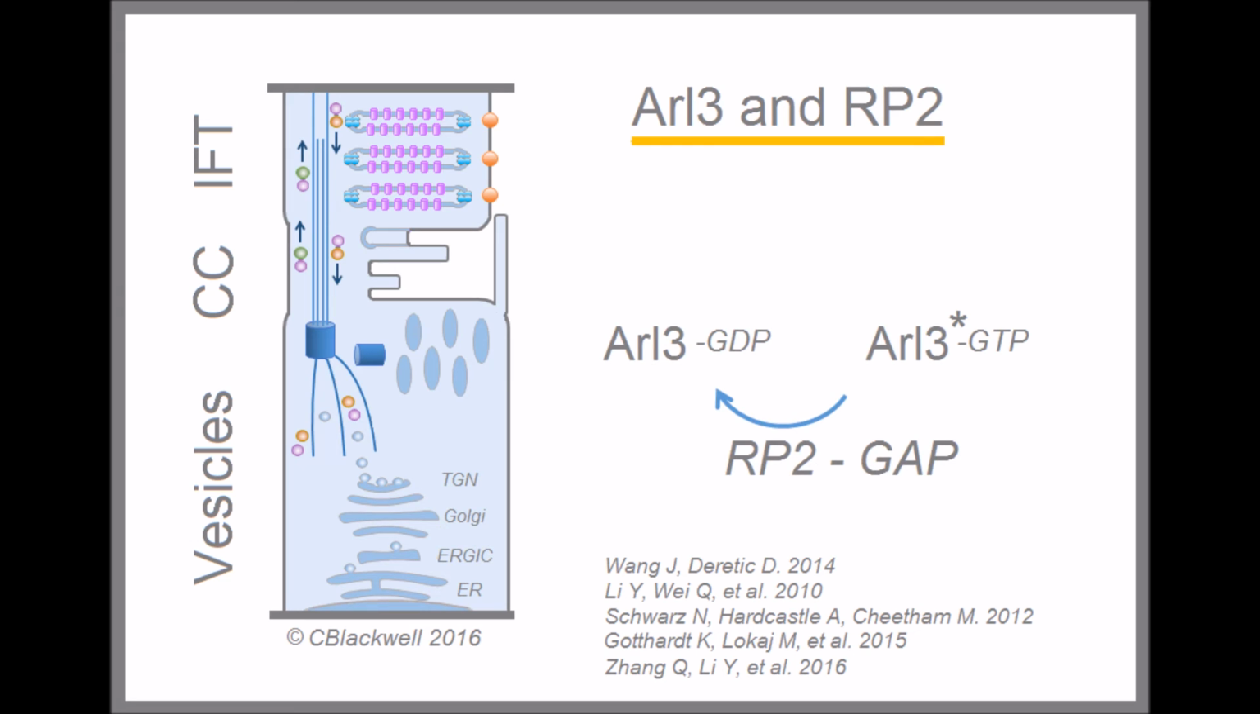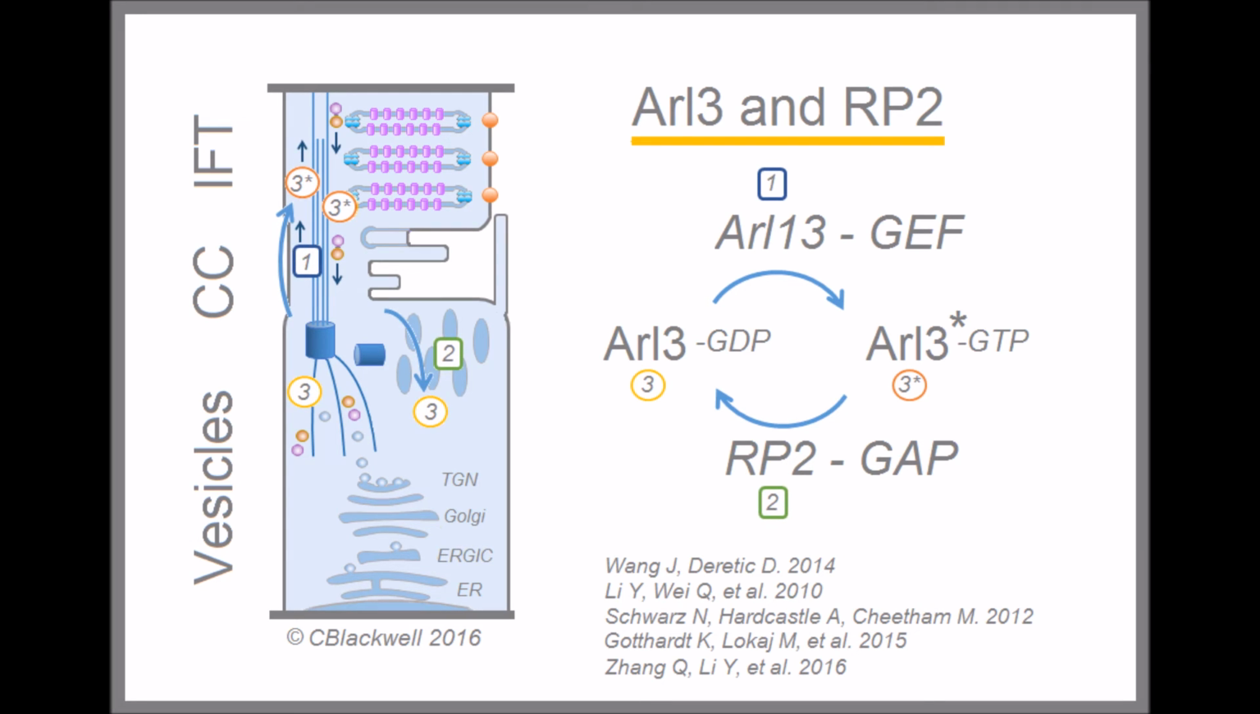RP2 turns out to be the GAP, the activating factor for ARL3. To complete the cycle, the GEF, the exchange factor, is ARL13. Other factors do play a role here, but this is the basic scheme. This shows you the layout of where the different actors are located on either side of the connecting cilium. Mutation in RP2 means it doesn't perform its function as a GAP, and ARL3 is not deactivated. We know that this defect interferes with intraflagellar transport, ciliary integrity, and vesicle transport in the inner segment. So it must be a concentration-sensitive process.